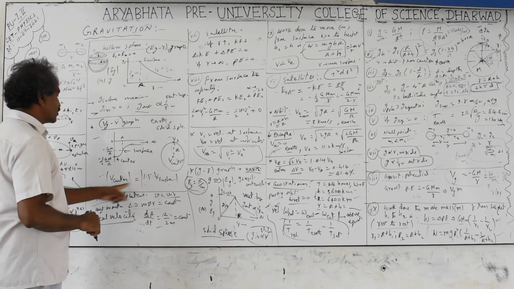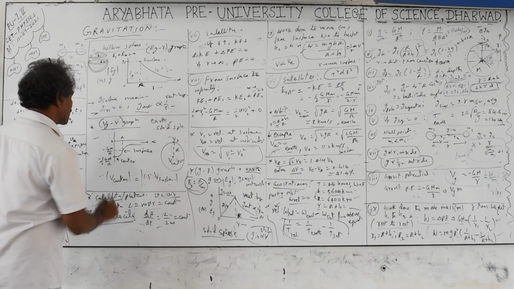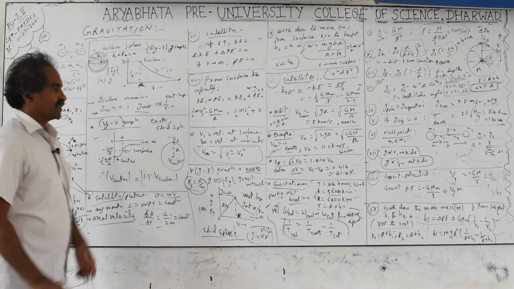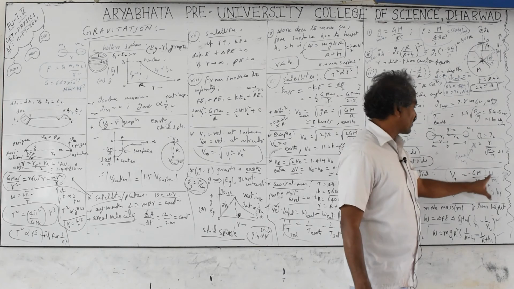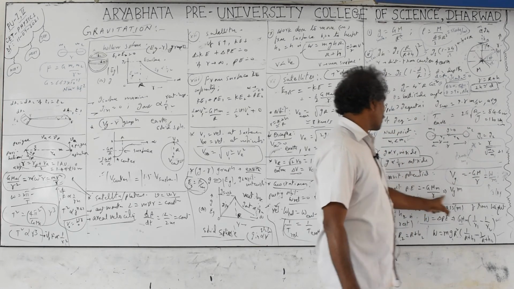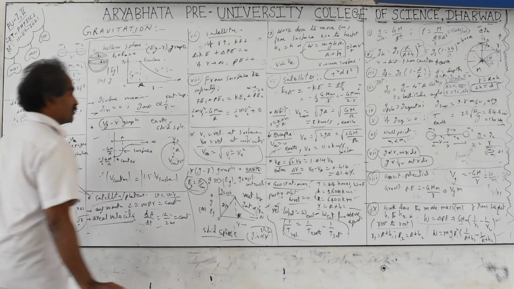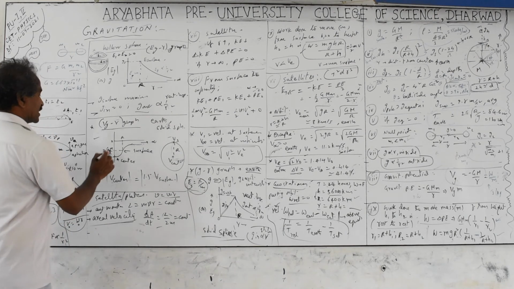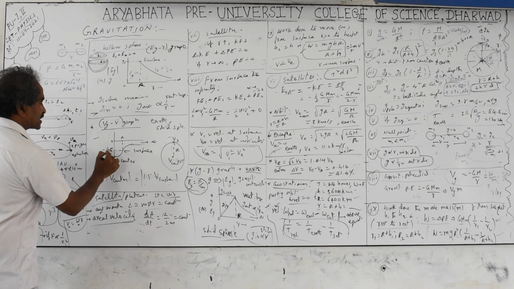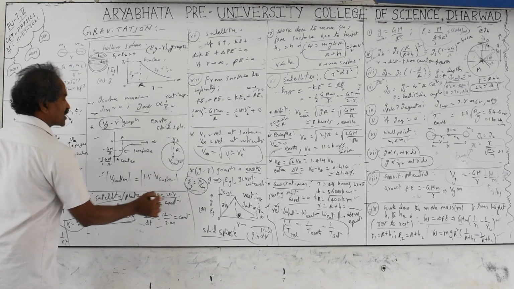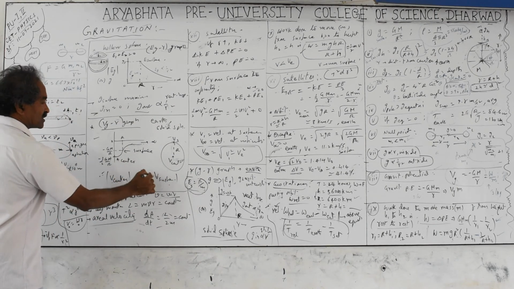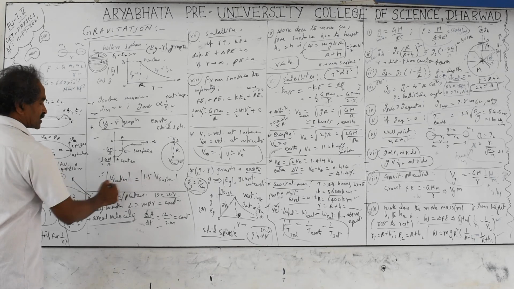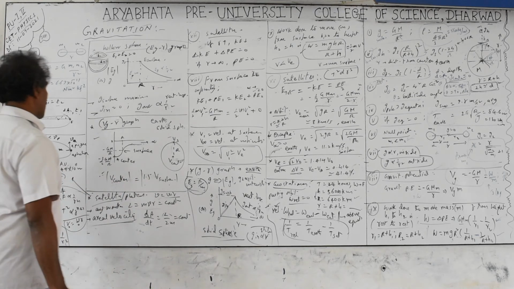Potential energy is potential into mass; work itself is potential energy, equal to mass into Vg. This is the potential energy we get, minus GMm by R. Potential does not depend on the small m, but potential energy depends on the small m and also capital M, the mass of the planet. At the surface the potential is minus GM by R. At the center the potential is 3 by 2, that is 1.5 times GM by R. Negative means attraction. So at the center the potential is not 0, but 1.5 times that on the surface. The negative sign is there, of course, but we are comparing magnitudes.